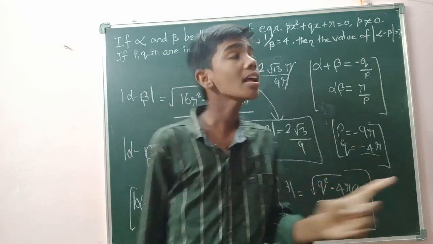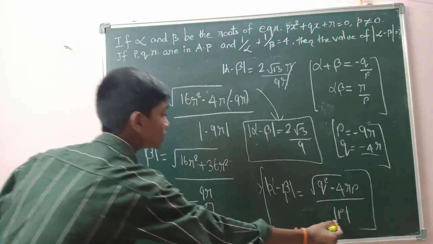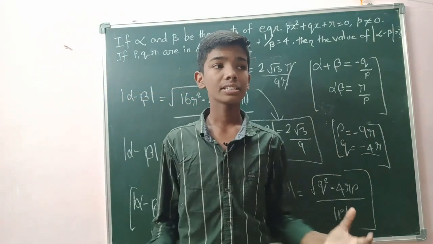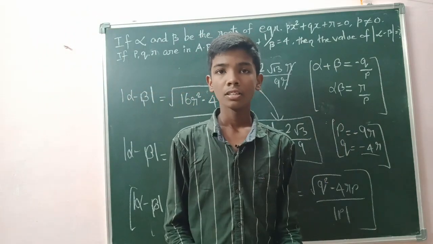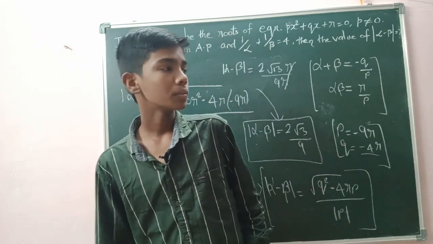And please remember, it's mod of alpha minus beta, and that is why it is nothing but mod of P. Please understand it, okay? Don't ever forget these type of small silly things. So don't ever make a mistake upon it, and that's all people. That's all of this question.